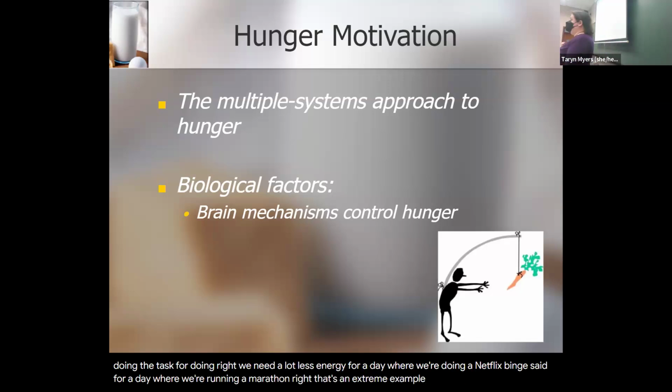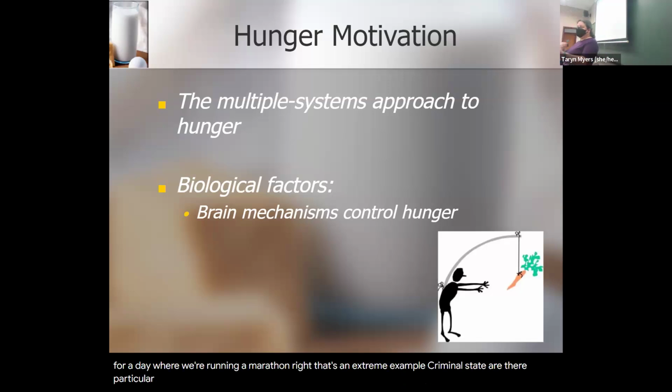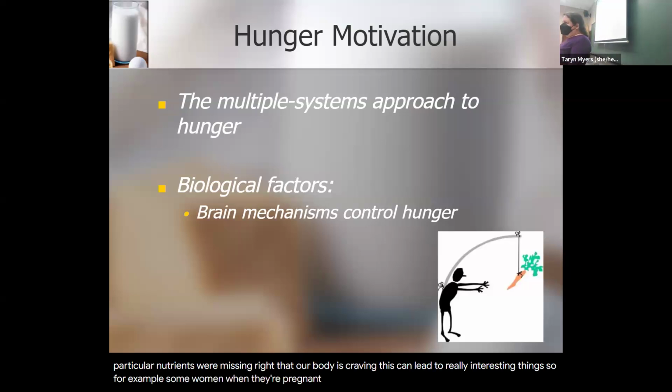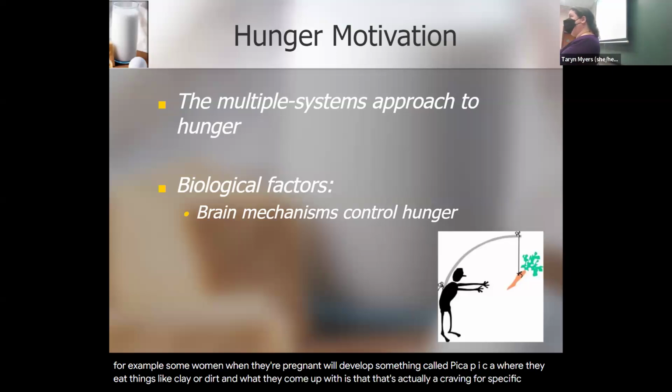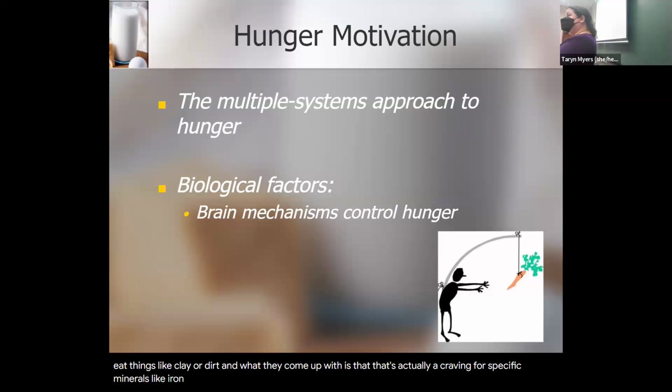Also, nutritional state. Are there particular nutrients we're missing that our body is craving? This can lead to really interesting things. For example, some women, when they're pregnant, will develop something called pica, P-I-C-A, where they eat things like clay or dirt. And what they come up with is that that's actually a craving for specific minerals like iron that's in that dirt. And if you put them on, say, iron supplements, those cravings to eat dirt go away.